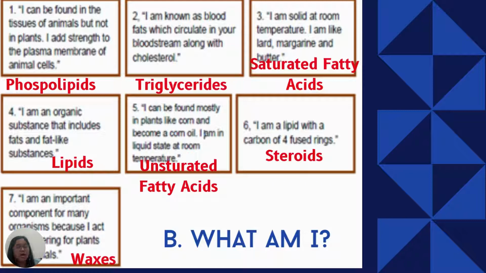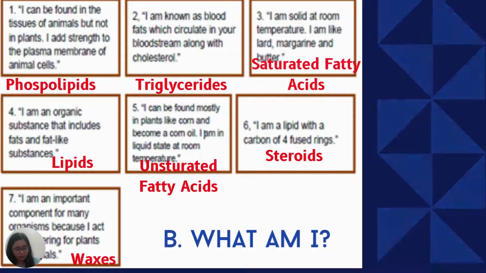And number 6, I am a lipid with a carbon skeleton of 4 fused rings. That will be steroids. And last, number 7, I am an important component for many organisms because I act as a covering for plants and animals. The answer is waxes. Okay, so very good, guys, for answering our activity.